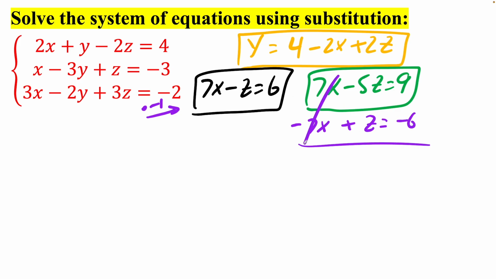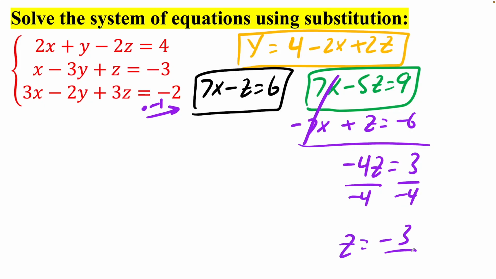We combine, so the x cancels out. Negative 5z plus z gives us negative 4z is equal to 9 minus 6 is 3. Divide by negative 4, divide by negative 4. So z is equal to negative 3 over 4. We can go ahead and box in this.